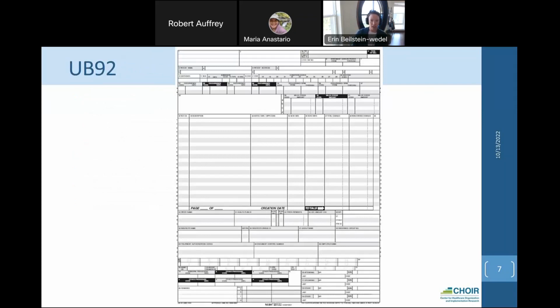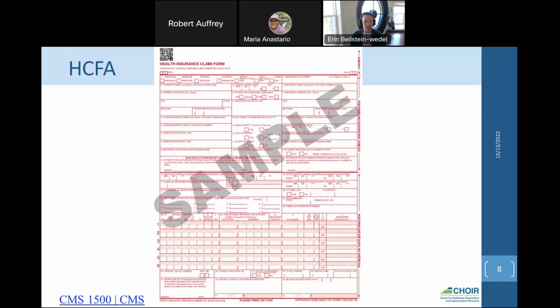So this is an example of a UB92. These paper claims forms are hard to see and hard to find online. But this is the form, and up here at the top you usually have the patient name, and then in the middle you have a whole bunch of procedure and diagnosis lines. And similarly on the HCFA forms, there's an area for the patient's name and address and social, and then an area for all the diagnoses and procedures on that claim.